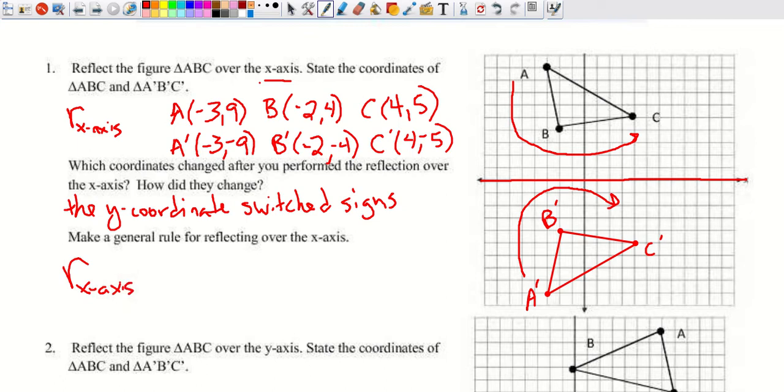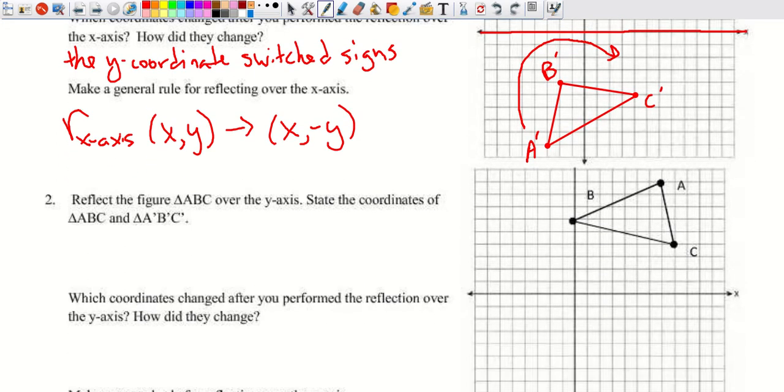All right, of triangle A, B, C, actually, time out, we're not going to do that. We're going to write the point (x, y), so any point is going to become (x, -y). And so that's our rule for a reflection in the x-axis.